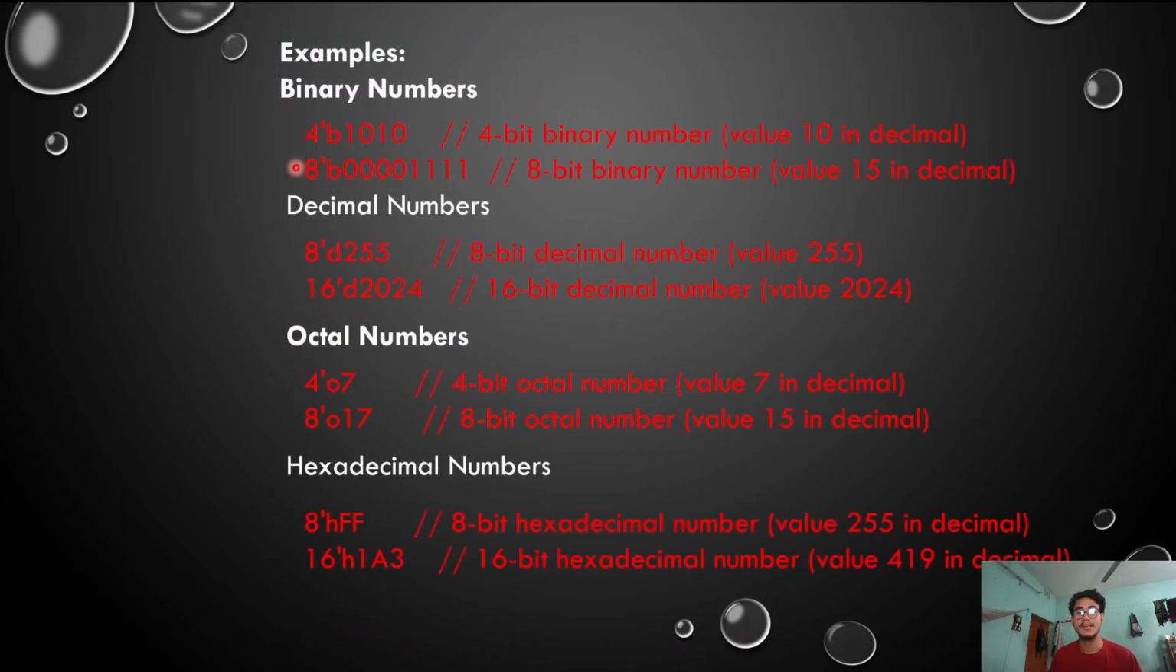If you look at the first example, this is 4'b1010. It means the size of the number is 4, the base of the number is binary, and the binary value is 1010. We will read this number as 4-bit binary 1010. Similarly, the second one is 8-bit binary 00001111.